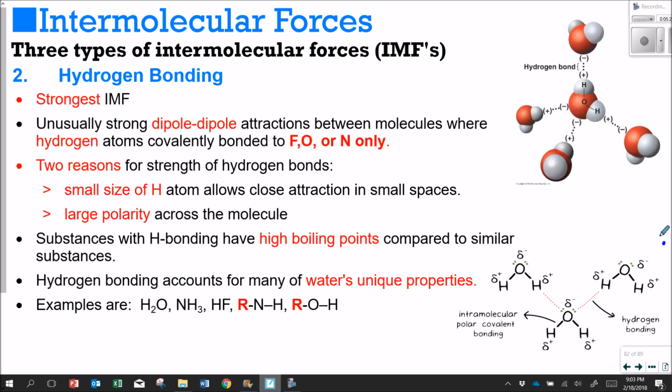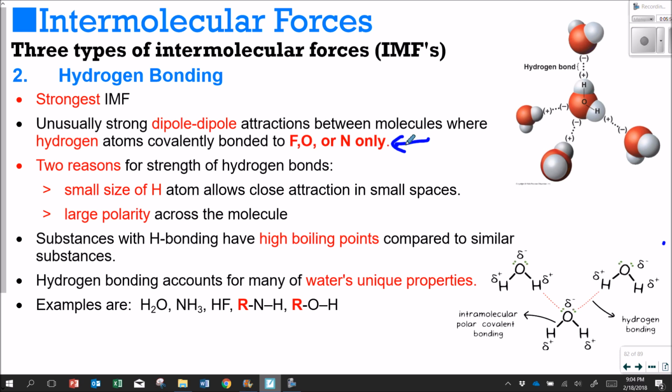Second type of intermolecular force is the hydrogen bond. This is the strongest intermolecular force. It is actually a type of dipole-dipole attraction, and it is an unusually strong one between molecules where hydrogen atoms are covalently bonded to fluorine, oxygen, or nitrogen only. Notice that these three atoms are the three most electronegative elements on the periodic table.